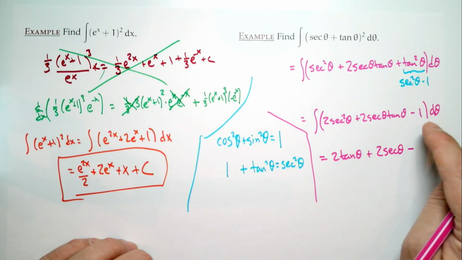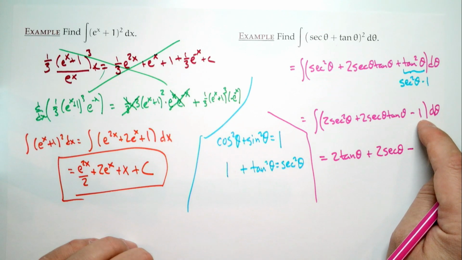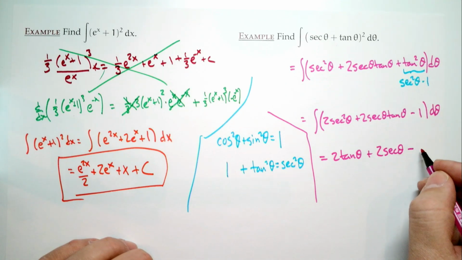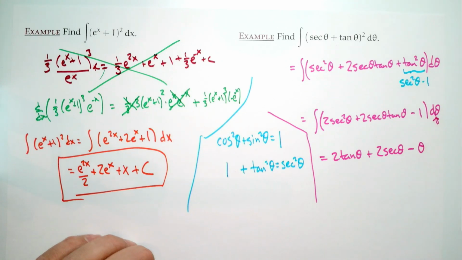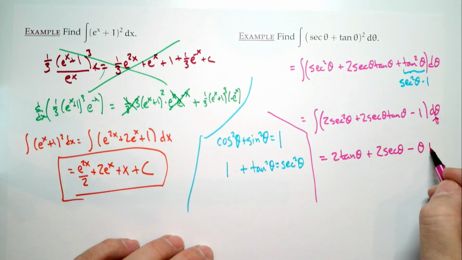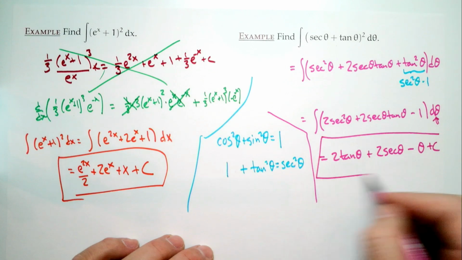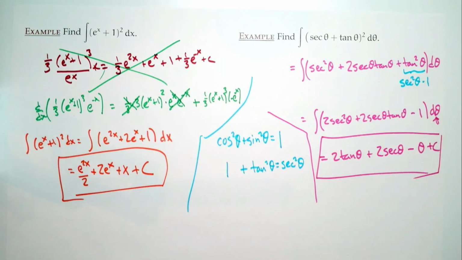Is it minus x or is it minus theta? Theta. Now how do we know? The answer is, look at what you're integrating with respect to. You're integrating with respect to theta. Theta is your variable. All right, and for full points, plus C. And there we go.